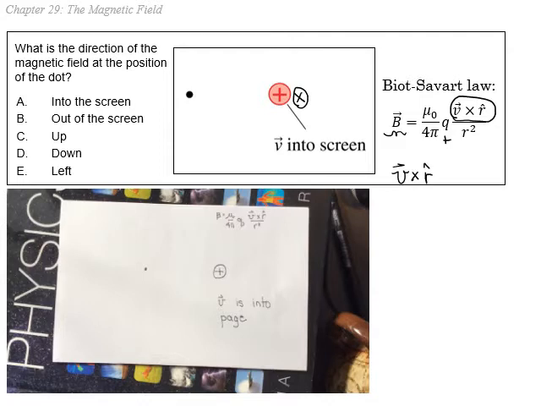Let's define our coordinate system. I'm going to say that plus X is to the right, plus Y is up. That means plus Z is out of the page towards us. So V is into the page. That's the negative K direction. That's crossed with R hat. Remember, R is from your charge to your point.